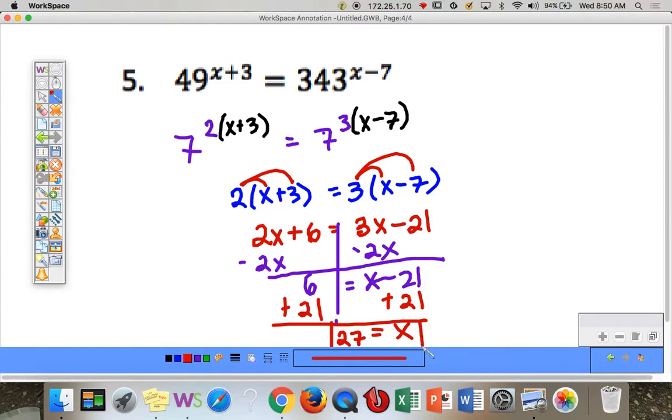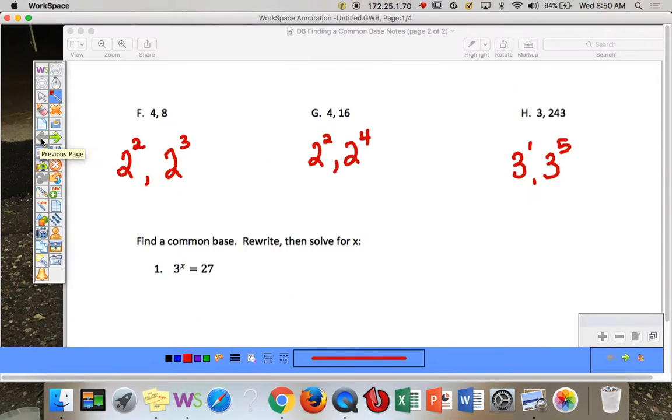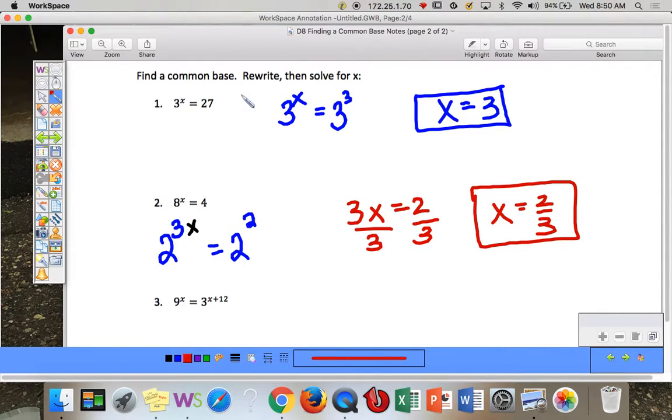And again, you can check your answer by plugging in, and both sides should be equal. So today your goal on your assignment, you're going to first of all just practice rewriting so that they have the same base, and then you're going to try solving.